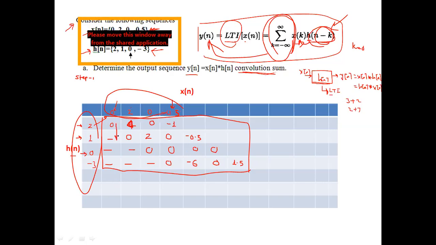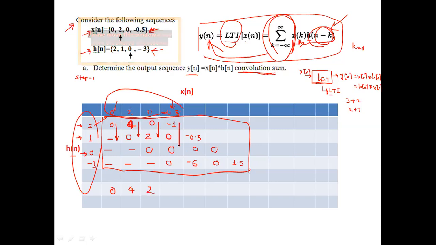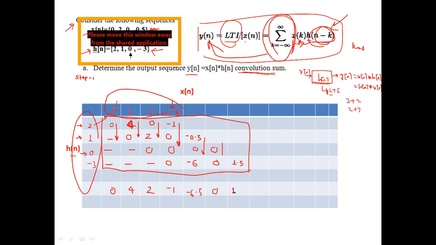Here in this column, we have only 0. In this column, we have 4 and 0, 4 plus 0, 4. In this column, 0 plus 2 plus 0, it will be 2. Here in this column, minus 1, the rest 0. How about here? Minus 6.5. Here we have 0, and finally 1.5. That is our output, y of n.